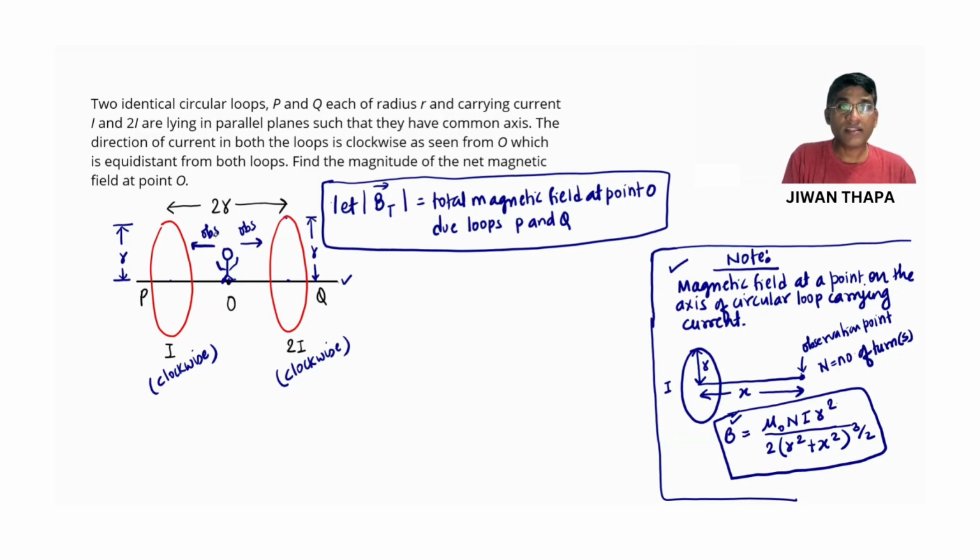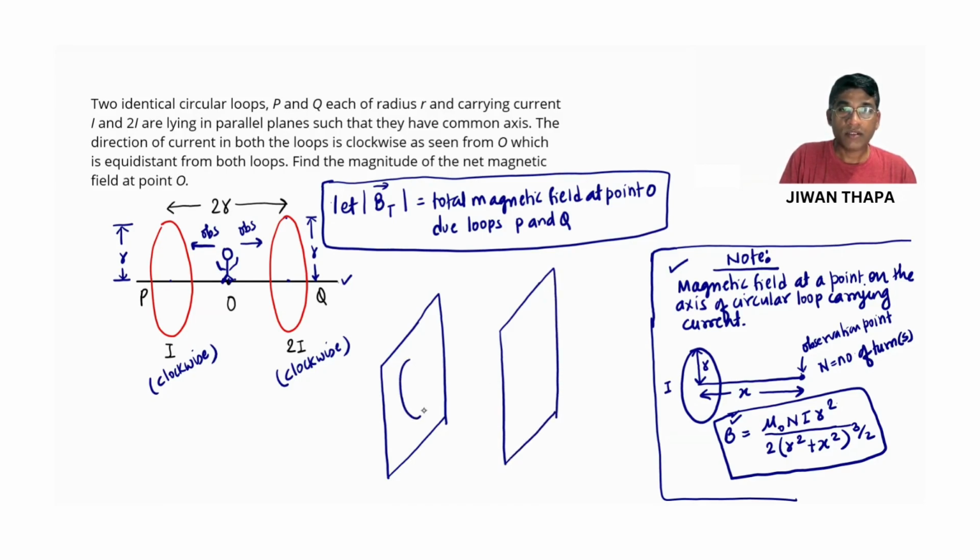Now, let us understand this question. So we have two parallel planes, and we have identical circular loops P and Q. And P is carrying current I and Q is carrying current twice I. And this is the common axis, and O is the point on the axis which is at equal distance from P and Q.